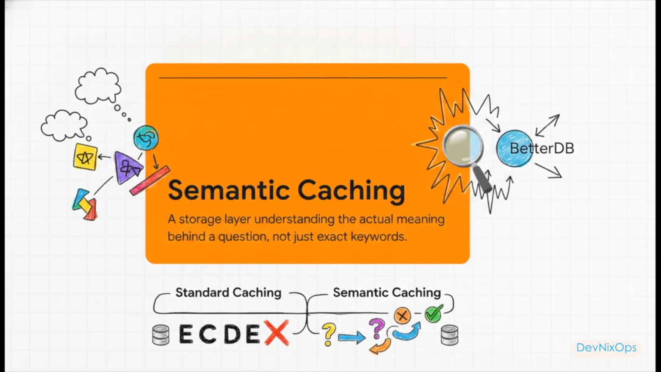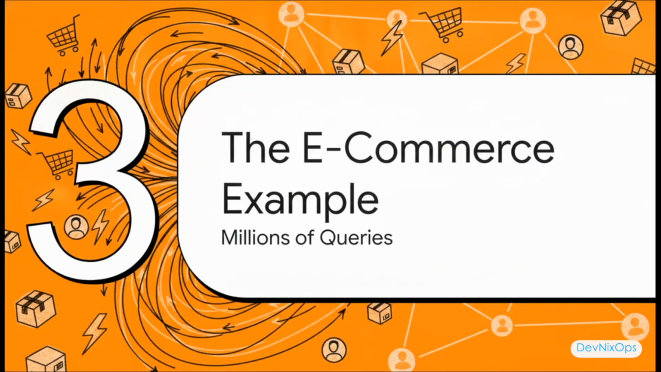It only works if the user types the exact same phrase letter for letter. But semantic caching uses vector embeddings to understand what the user actually means. An incredibly interesting open source tool that executes this brilliant strategy is BetterDB, which you can actually run right on your local machine to handle this smart memory layer.